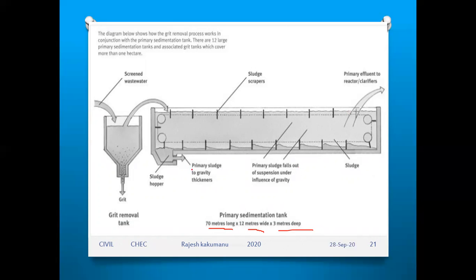Then what is the length? The length is 70 meters. Very, very long. And what about the width? The width is 12 meters. So if you see the sedimentation tank in real time, you can see this type of real tanks which are of 70 into 12 into 3 meters. Dead drop.